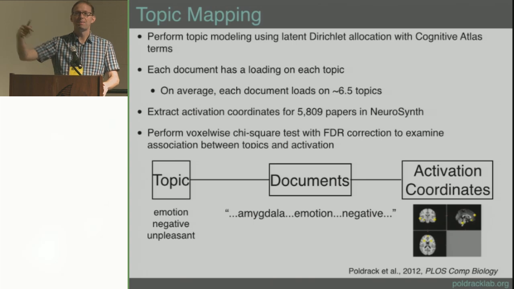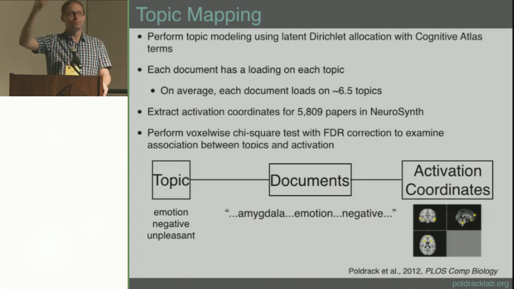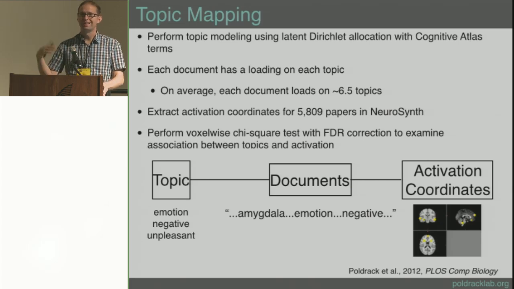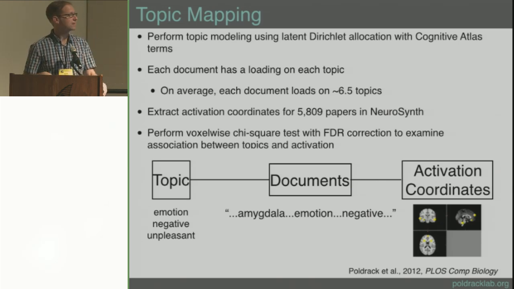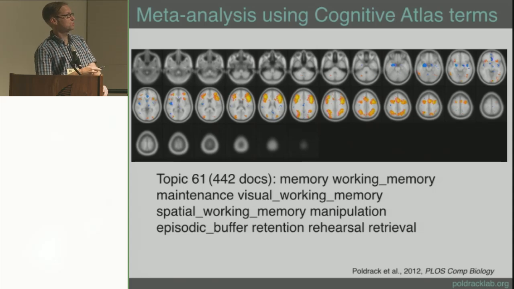Then we did what we call topic mapping, where we say, okay, now for each document we have its loading on each of these different topics. How does that relate to brain activity? We can come up with maps that show where in the brain activation, in a coordinate-based way, is associated with loading on that topic.